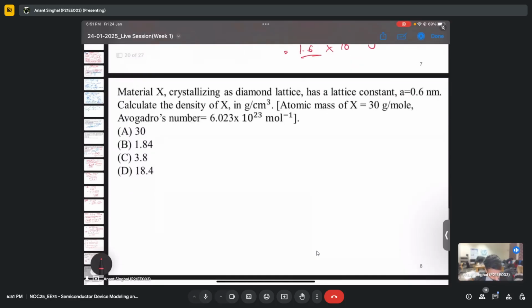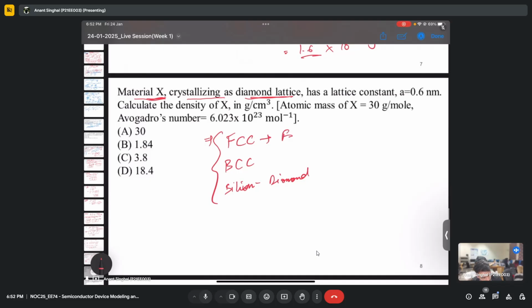So now the problem states that we have a material X which is crystallizing as a diamond lattice. So we have certain different lattices. I hope this is already covered in the course, right? I mean in the classes: BCC, FCC. What else? This is the silicon lattice, which is diamond lattice only. Is it covered in the classes? These things. Otherwise I'll only give an overview. Yes, sir. Okay.